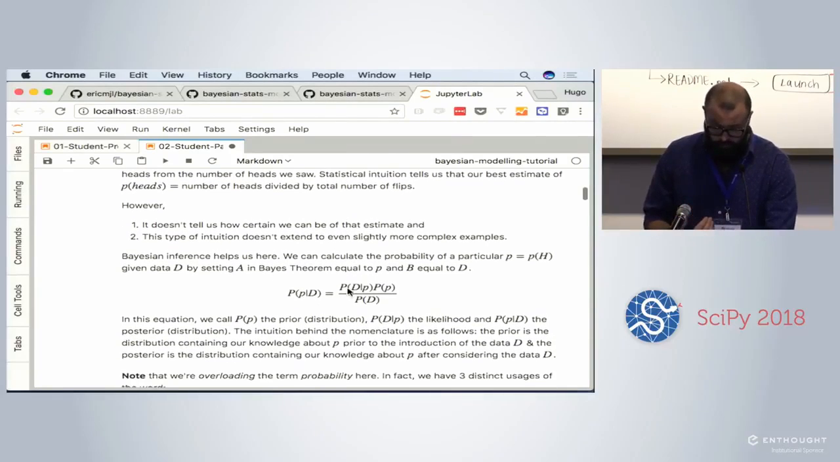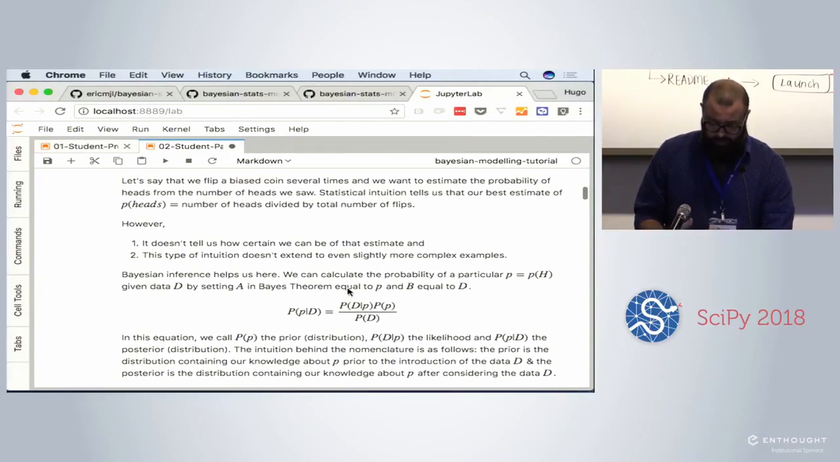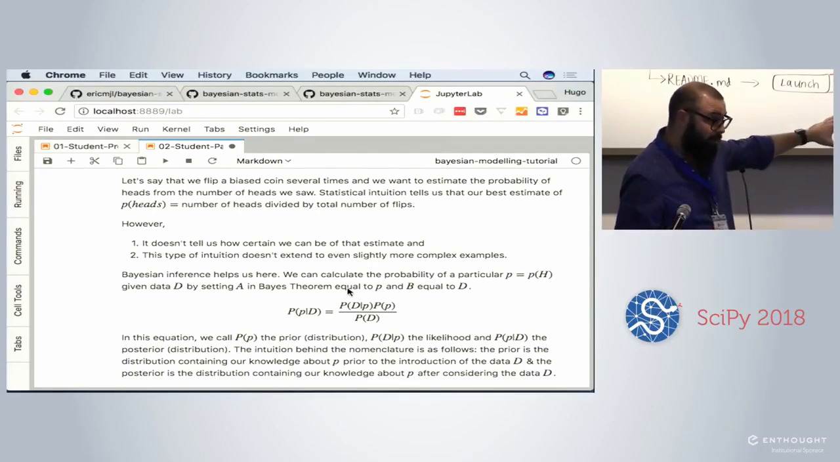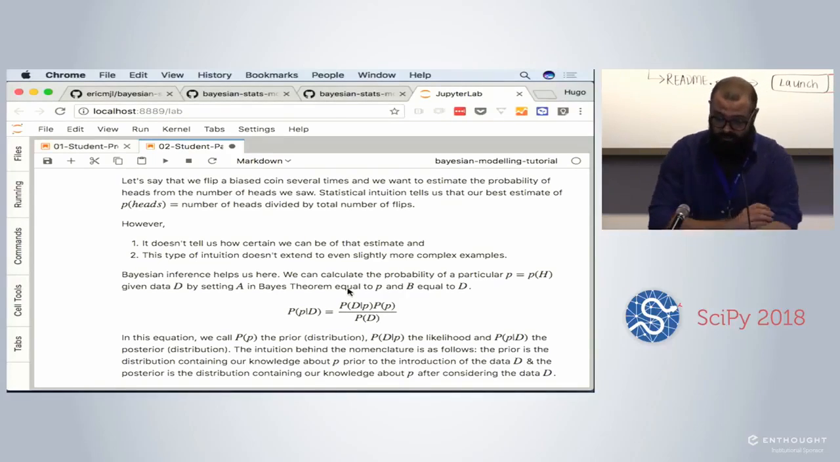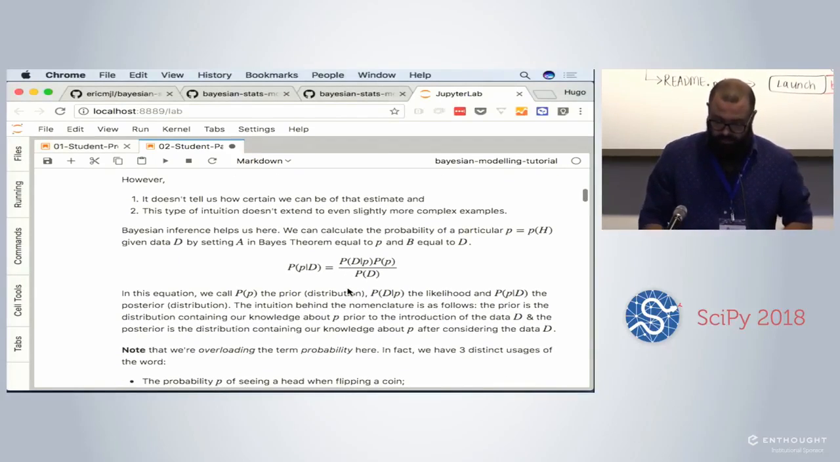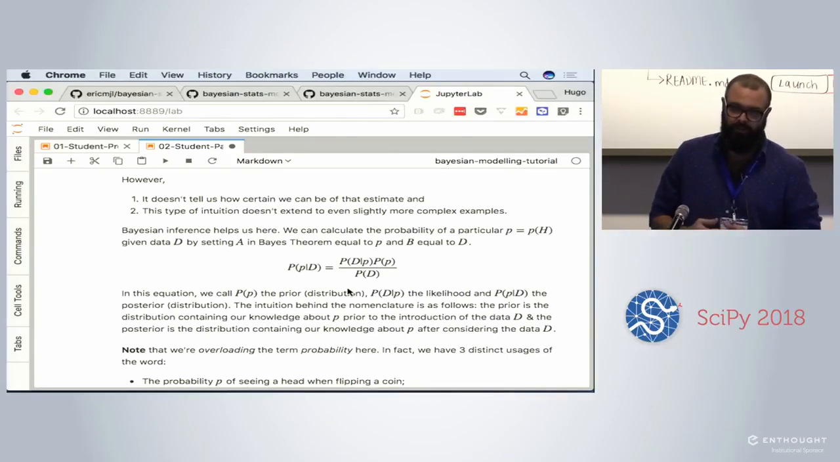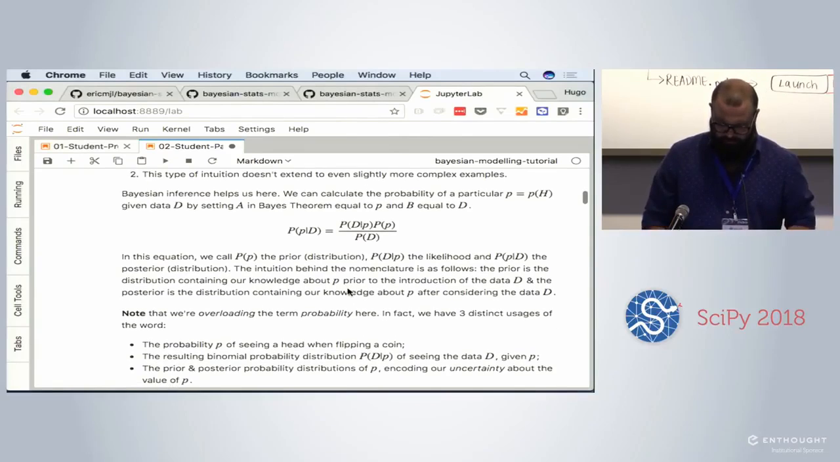Once again, our statistical intuition will tell us that our best estimate of the probability of heads is the number of heads divided by the total number of flips. Now what we'll see is when we calculate this posterior, we'll have the entire distribution, which is really cool, I think. The other thing is, as I've written, this doesn't tell us how certain we can be of that estimate, and it also doesn't extend to more complex examples, okay?